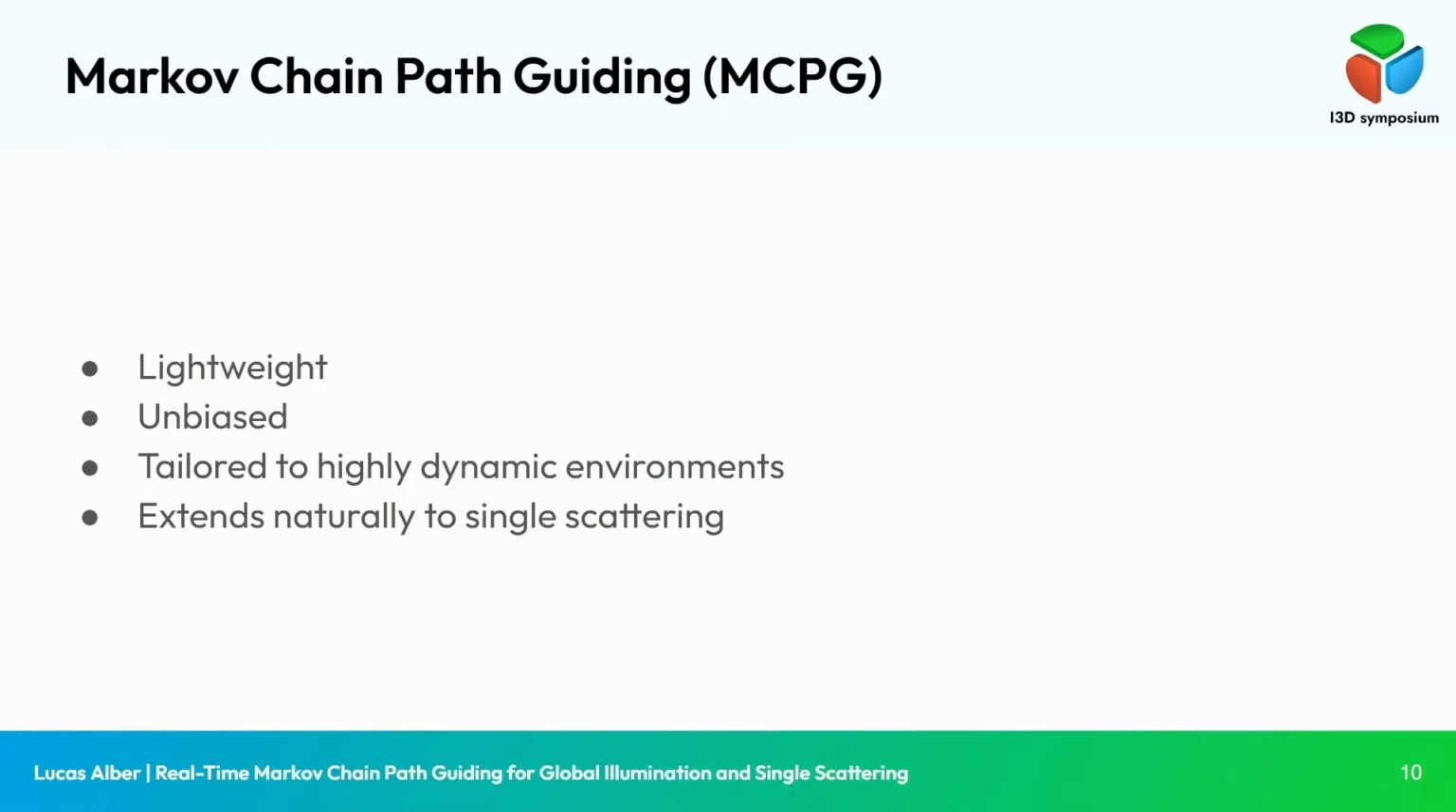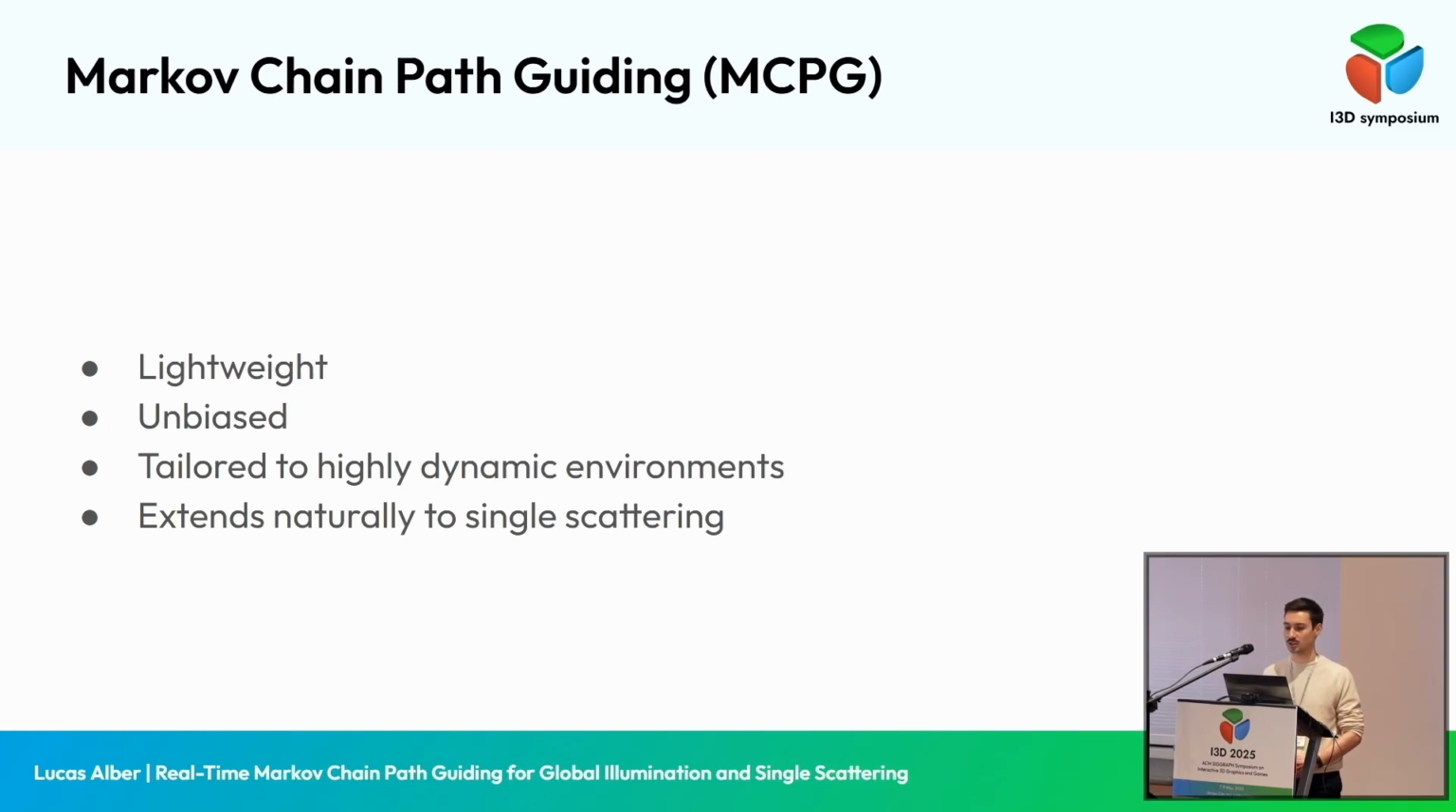We present a lightweight path guiding algorithm for multi-bounce indirect light in real time, and we make low assumptions on the scene representation, making it easy to integrate in engines. Our estimators are unbiased and quickly readapt the guiding distribution, also in highly dynamic environments, without requiring additional rays. Also, it extends naturally to guide single scattering events in participating media.